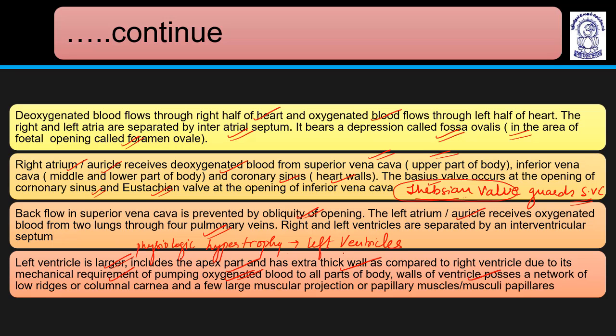Walls of the ventricle possess a network of low ridges or columnae carneae, and a few larger muscular projections or papillary muscles, or musculi papillares. Okay, so the left ventricle is larger. It includes the apex part and has an extra thick wall as compared to the right ventricle due to its mechanical requirement of pumping oxygenated blood to all parts of the body. Walls of the ventricle possess a network of low ridges or columnae carneae, and a few large muscular projections called papillary muscles or musculi papillares. Okay.